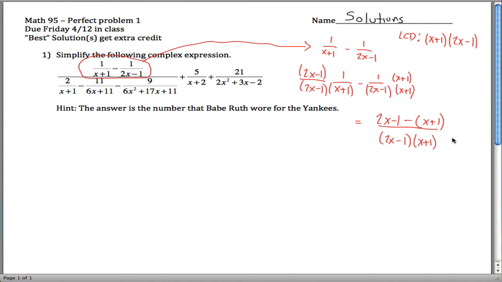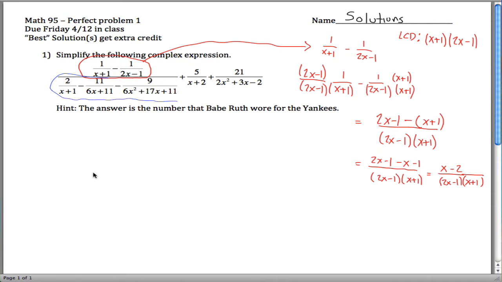Taking this a step further, I have 2x minus 1 minus x minus 1, divided by 2x minus 1 times x plus 1. If you combine like terms up top, 2x minus x is just x, and minus 1 minus 1 is minus 2. Okay, so that's what's in red. On to the next: all this mess down here in blue.